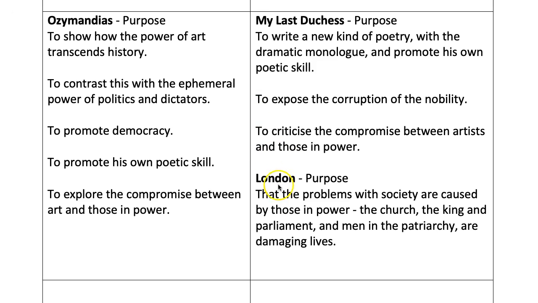Or I can go to London, which writes about the problems in society which are being caused by those in power, or we can easily see that represented in Ozymandias. Although Blake is criticising the church and the king and parliament, we don't get that. We just get a dictator in Ozymandias. So it's not really as full a comparison. I'm only going to compare it if I have to. My Last Duchess is going to be my go-to poem.